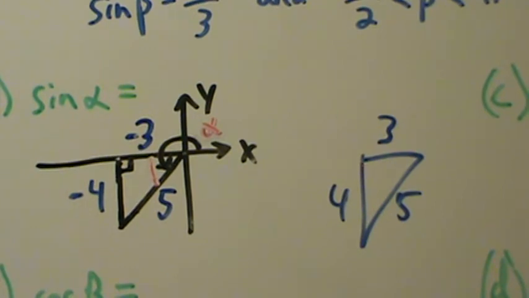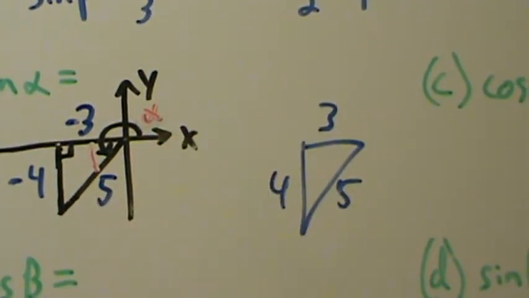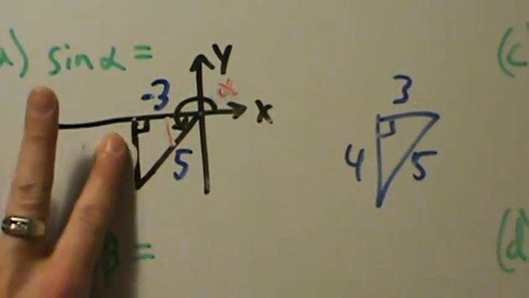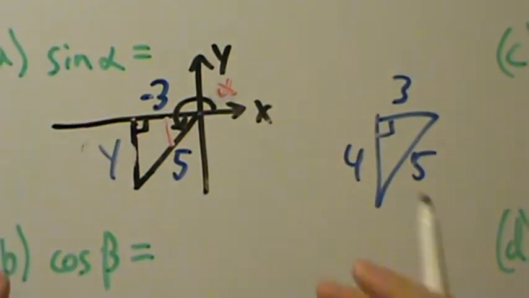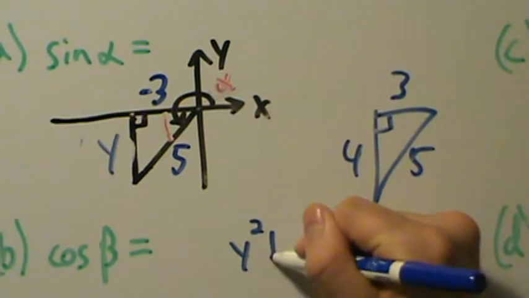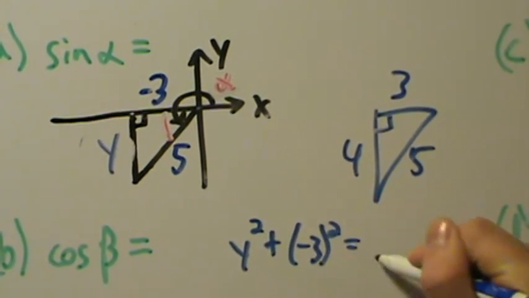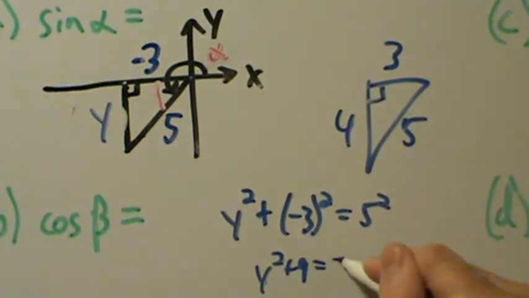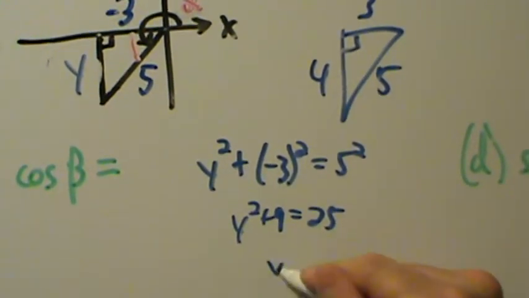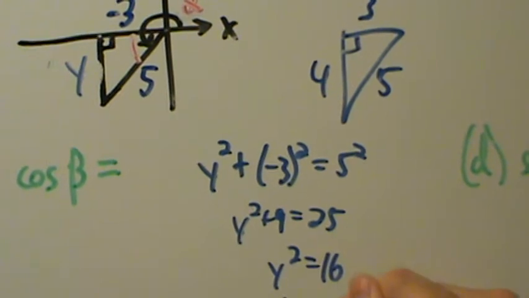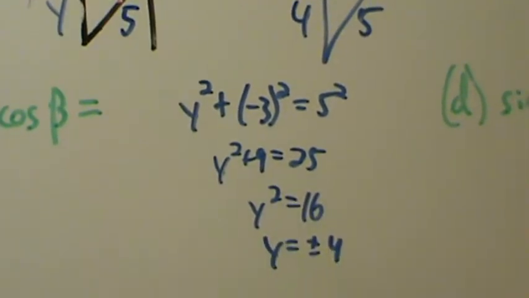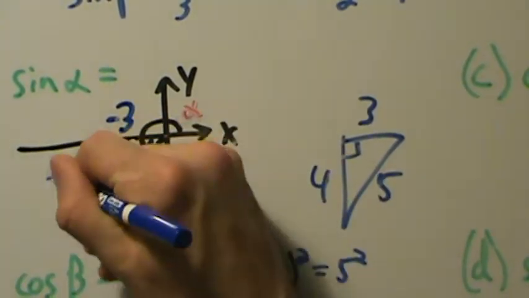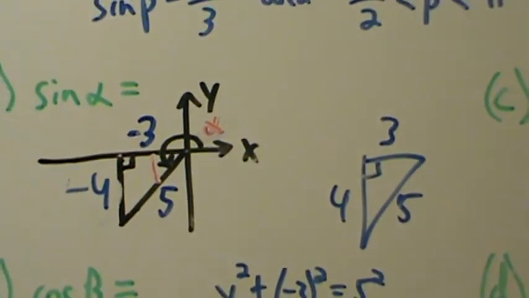And if you're not comfortable with the 3, 4, 5 right triangle, you could just use the Pythagorean theorem. So you can call this y, and then what you have is y squared plus -3 squared equals 5 squared. So then y squared plus 9 equals 25. Subtract 9 from both sides, y squared is 16. So then y equals plus or minus 4. And again, we're just going to take y to be -4, because we have to go down.